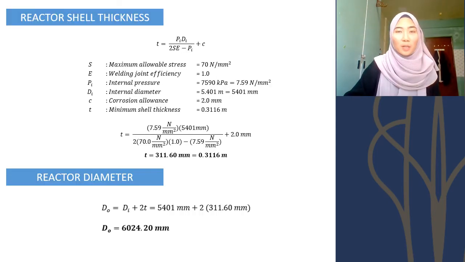As referred to the Chemical Engineering textbook, Volume 6, 4th edition, the reactor shell thickness is given by the formula, which gives the calculated shell thickness of 311.6 mm. Meanwhile, the reactor diameter can be obtained from the thickness, which can be calculated, that gives the outer diameter of 6,024.2 mm.